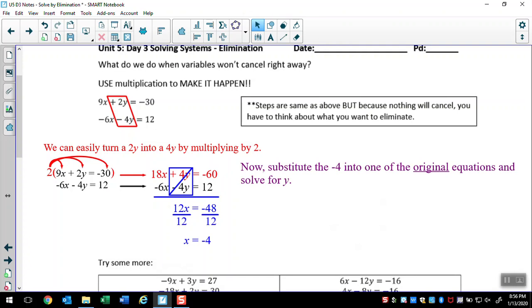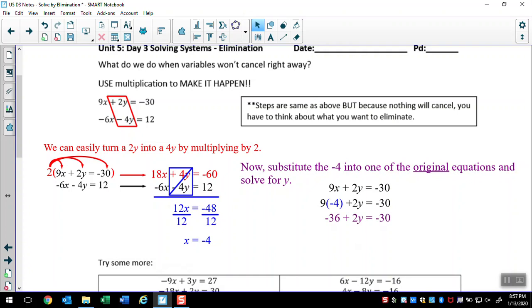My personal preference on this one would be the first equation, because both of my variable terms are positive, and I like dealing with positive numbers more than I do negative numbers. So I'm going to use the first equation. So I'm going to start with my 9x plus 2y equals negative 30. My x value we know is negative 4, so I'm going to substitute that in and simplify.